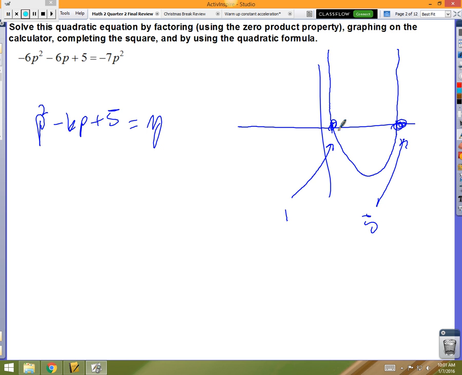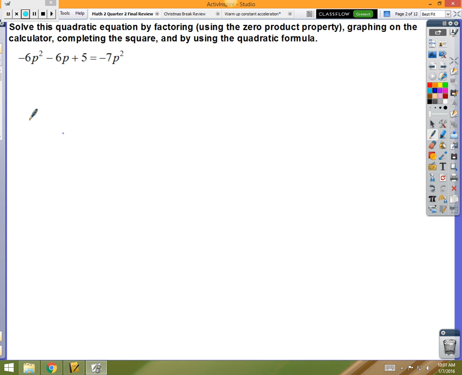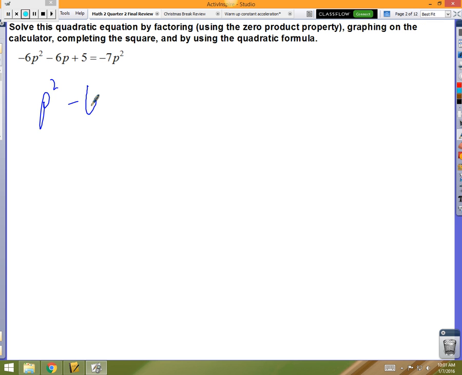So your answers are the x-intercepts, or they are the roots, or they are the zeros. They're all the same thing. Zeros are your roots. They're your x-intercepts. Okay, way number 3. Complete the square. So if I've got the p squared minus 6p plus 5 is equal to 0.